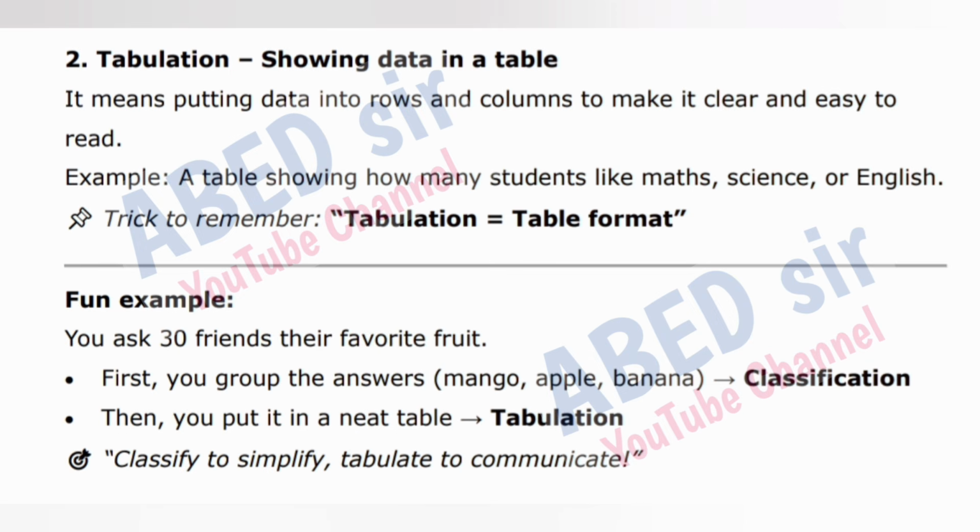2. Tabulation, showing data in a table. It means putting data into rows and columns to make it clear and easy to read. Example, a table showing how many students like maths, science, or English. Trick to remember, tabulation is equal to table format. Fun example: you ask 30 friends their favorite fruit. First, you group the answers, mango, apple, banana, classification. Then, you put it in a neat table, tabulation. Classify to simplify, tabulate to communicate.